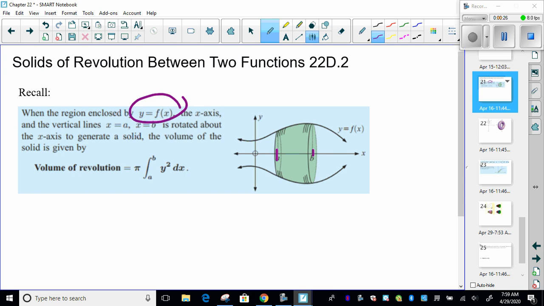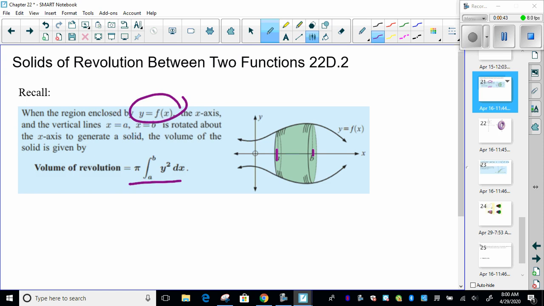Remember, this is kind of like a bowl. Think about it, turn it sideways. It's a bowl, but it's a solid bowl, so there's nothing in the middle of it. So this is our formula for finding the volume of revolution just between the function and the x-axis, because you don't really have to take anything away from it. What we're going to move into now is what happens when it's between two functions.